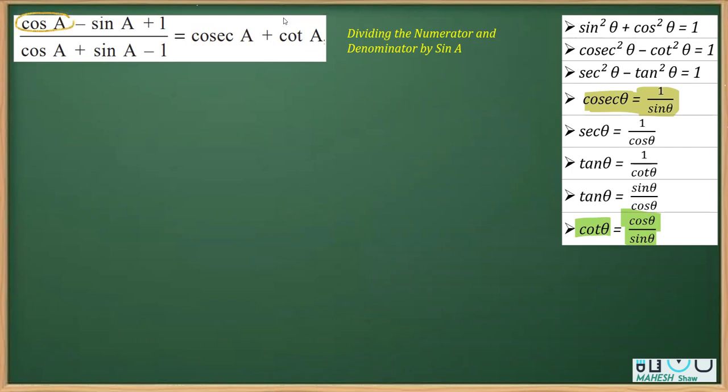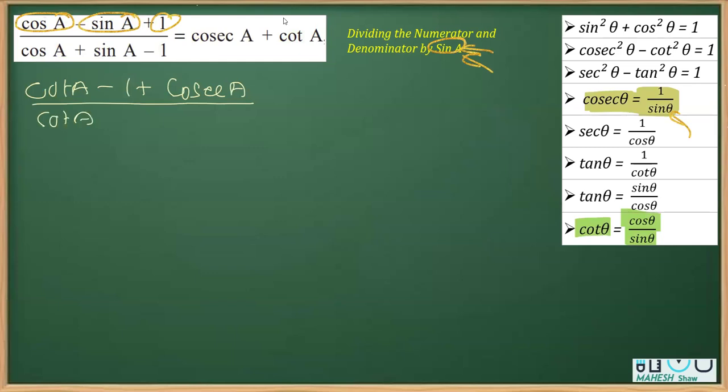Now let's figure out, if I divide the numerator and denominator by sine A, if I divide this cos A by sine A, what we are going to get here is cot A. We'll get cot A here minus sine A divided by sine A. That is sine A by sine A will give you 1. And further, we have plus 1, so 1 divided by sine A is cosec. So we'll get cosec A here. And the same with the denominator also, we'll get cot A plus 1 minus cosec A.